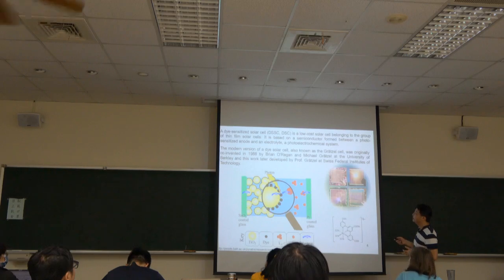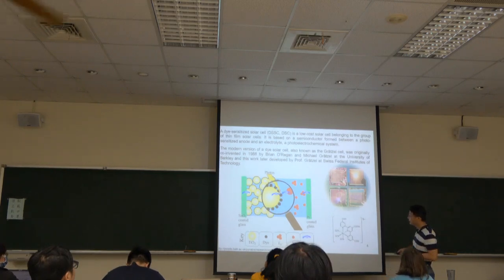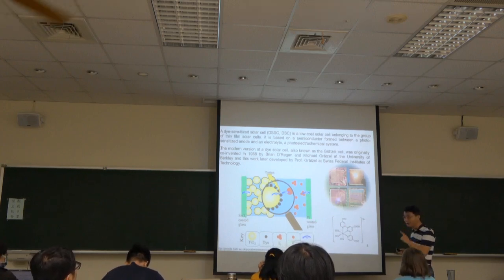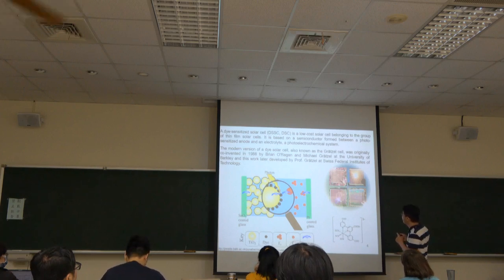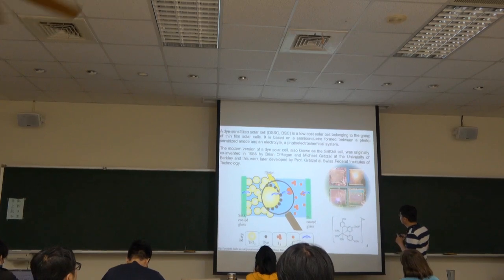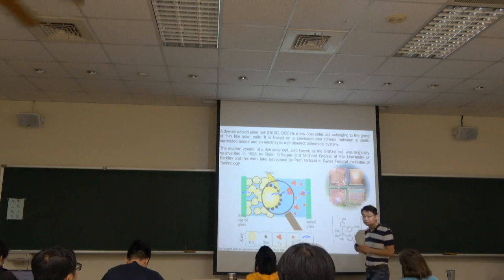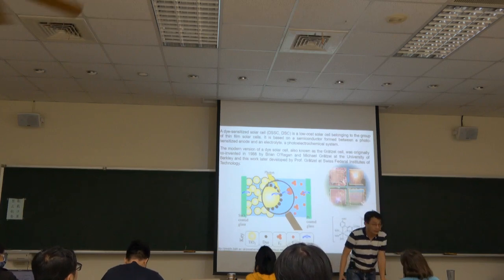So here is a mechanism. Later I will talk about this mechanism. But the more interesting thing is you can prepare different colors. You can see here is a different color. You have a green color, you have a red color, right? You have different colors, right? This is relative to the dye, okay?